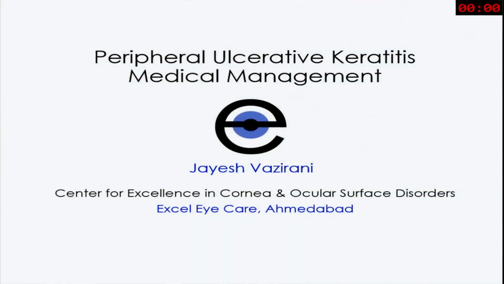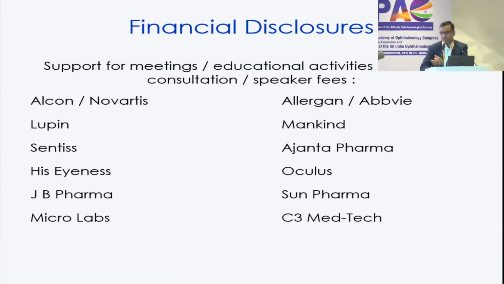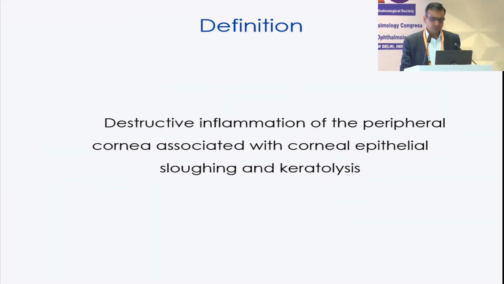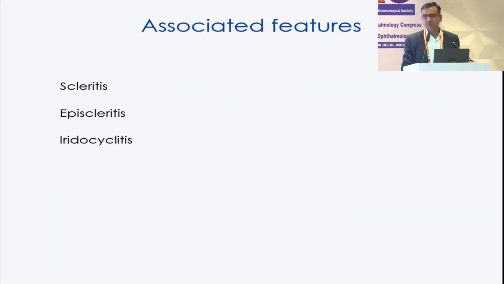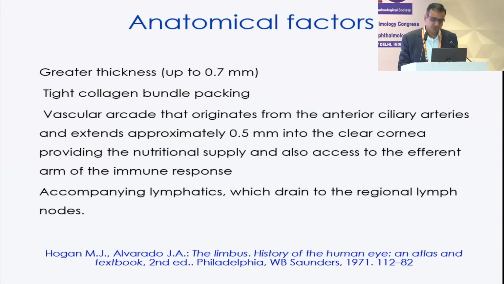Right. So good afternoon, everyone. My topic is medical management of peripheral ulcerative keratitis, and these are my financial disclosures. So the definition we've gone through, we know that PUK can be associated with inflammation of the adjacent tissue, and sometimes can also have uveitis. The pathogenesis has been covered in great detail, and why peripheral cornea has also been discussed, so I'm not going through it again.